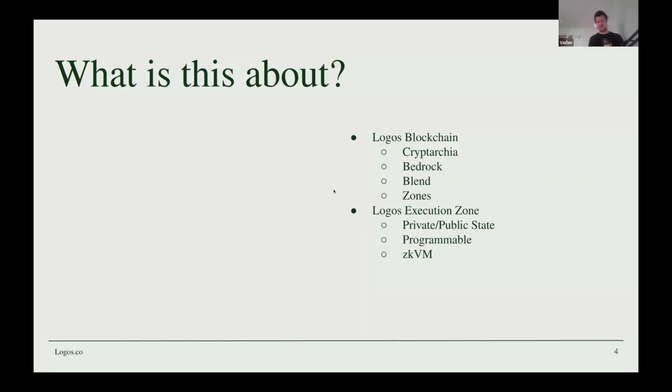It's about Logos blockchain. And then once we understand Logos blockchain, we can talk about what is being built on top of it, one of which is the Logos Execution Zone. I've just thrown in terms here so that it's more fun. So I'm going to talk about Cryptarchia and Bedrock and Blend and zones. And then when we get to LEZ, Logos Execution Zone, we will talk about public and private state, ZKVMs, RISC Zero, programmability, and other things probably, hopefully. We'll see where we get.